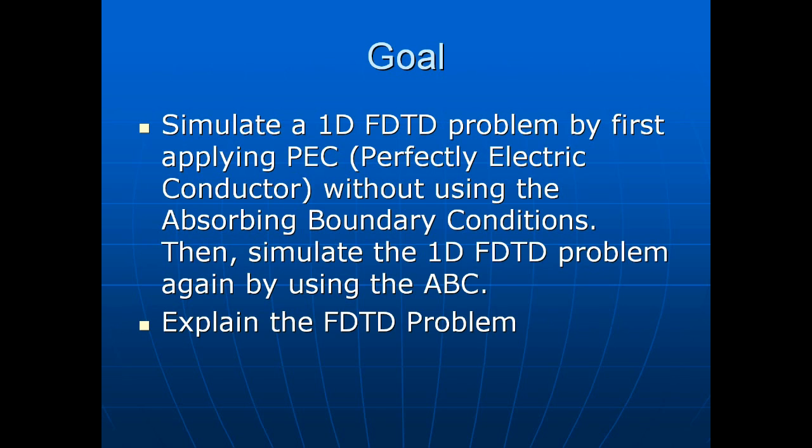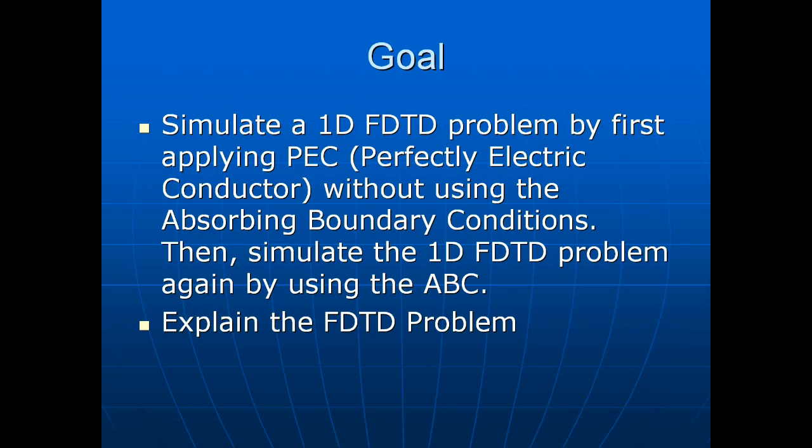So the goal was to simulate a 1D FDTD problem by first applying a PEC, which is known as a perfectly electric conductor, without using the absorbing boundary conditions. Then we had to simulate the 1D FDTD problem again by using the ABC. The assigned FDTD problem is to simulate and calculate the electric and magnetic field values somewhere inside a square structure by using a certain current source.